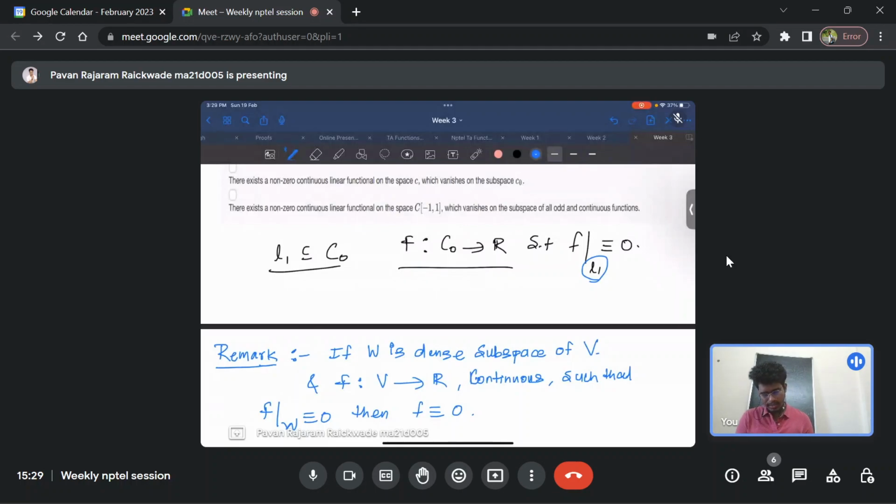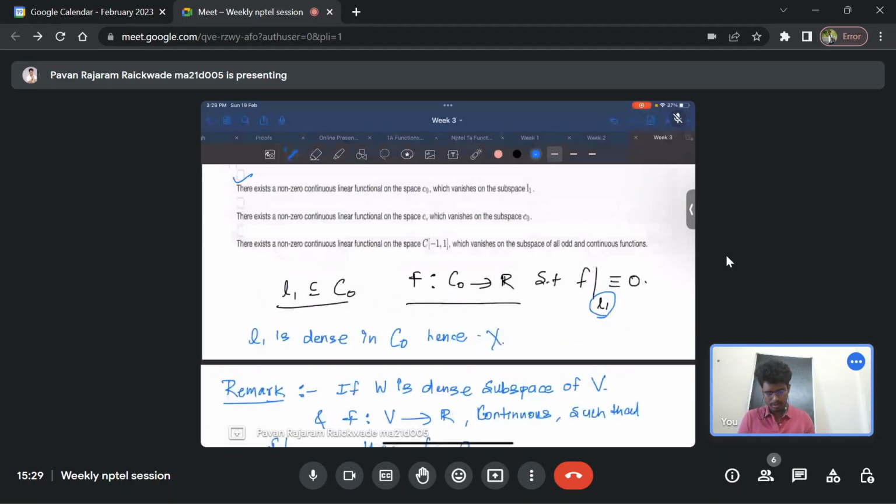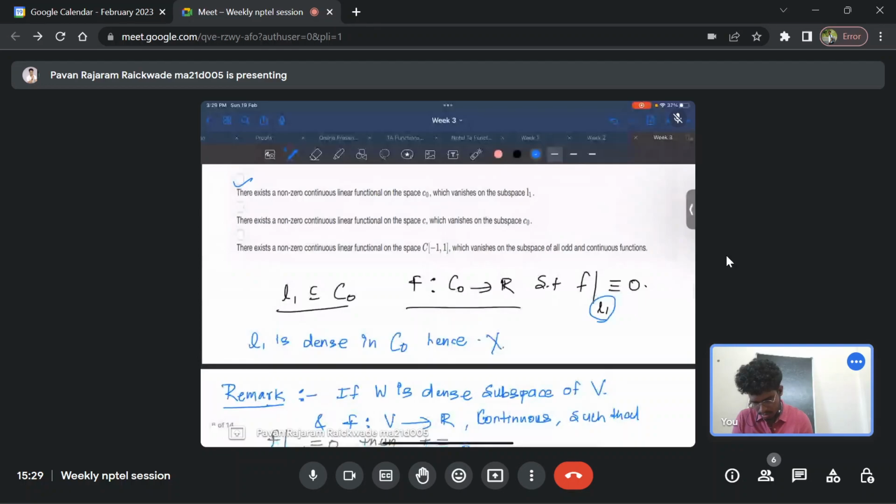Okay. So the answer is yes. L1 is dense in C0. Hence, there cannot be any non-zero continuous linear functional which vanishes on L1 but is non-zero on the whole space C0. It doesn't exist.